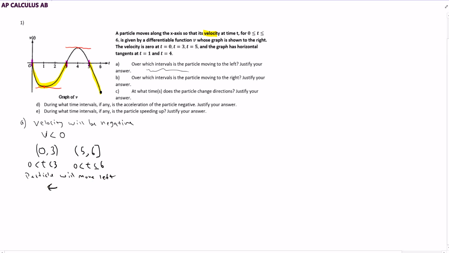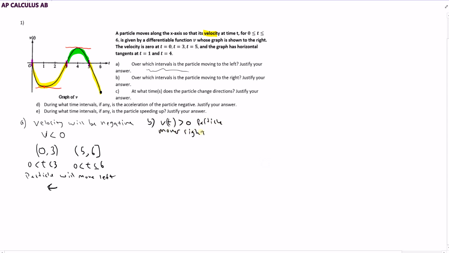All right, part B is asking over which intervals is the particle moving to the right? Justify your answer. Oh, just so you're aware, the justification is like writing this velocity will be negative, right? That's how I know, and then showing this. And then part B, over which interval is the particle moving to the right? Well, right is when the velocity is greater than 0, right? So it's when v of t is greater than 0. The particle moves right.